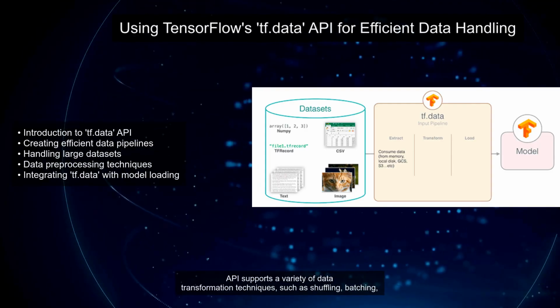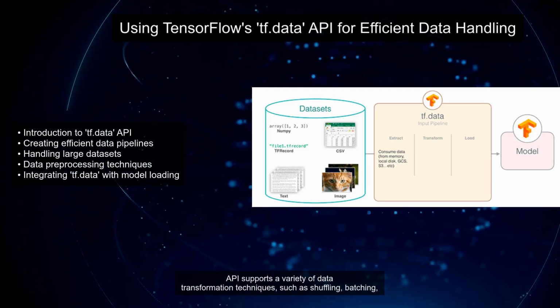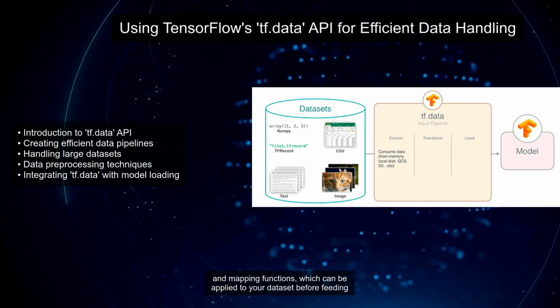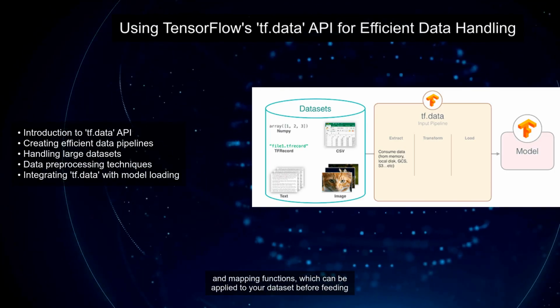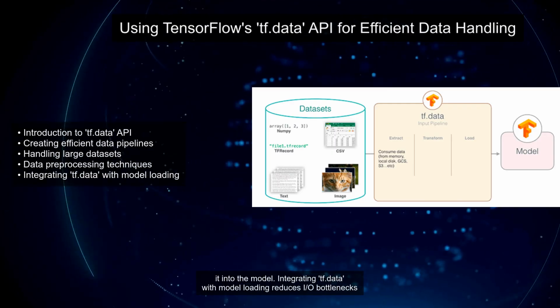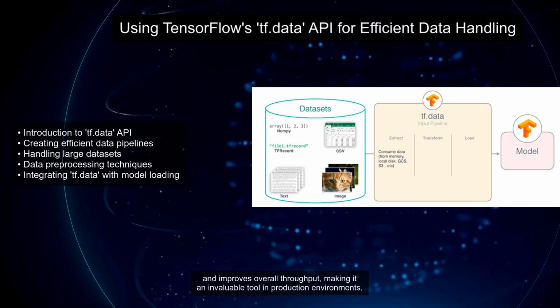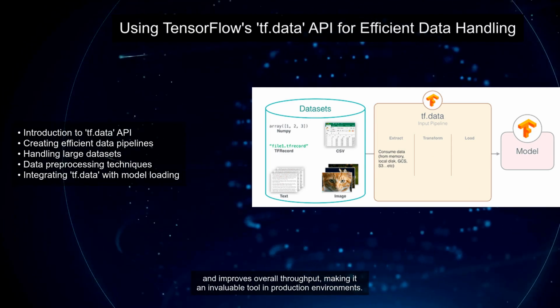This API supports a variety of data transformation techniques, such as shuffling, batching, and mapping functions, which can be applied to your dataset before feeding it into the model. Integrating tf.data with model loading reduces I/O bottlenecks and improves overall throughput, making it an invaluable tool in production environments.